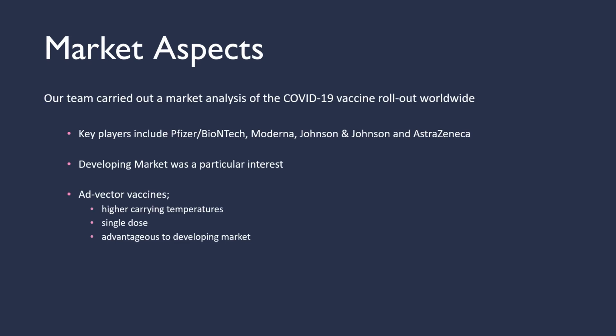Market aspects. Our team carried out a market analysis of the COVID-19 vaccine rollout worldwide. Key players in the international market include Pfizer and Moderna, who are producing mRNA vaccines, along with Johnson & Johnson and AstraZeneca, who are producing adenoviral vaccines. Of particular interest was the supply of vaccines to the developing market, in which both infrastructural and political challenges to vaccine distribution offer unique market opportunities and considerations. The stability of advector vaccines as DNA vaccines, which allows for higher carrying temperatures, together with the fact that prominent adenovirus vaccines only require one dose, offers a distinct market advantage in their supply to the developing world.